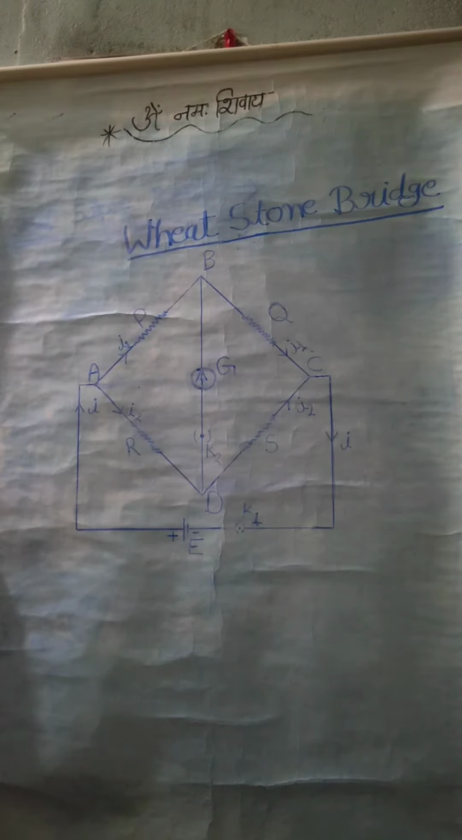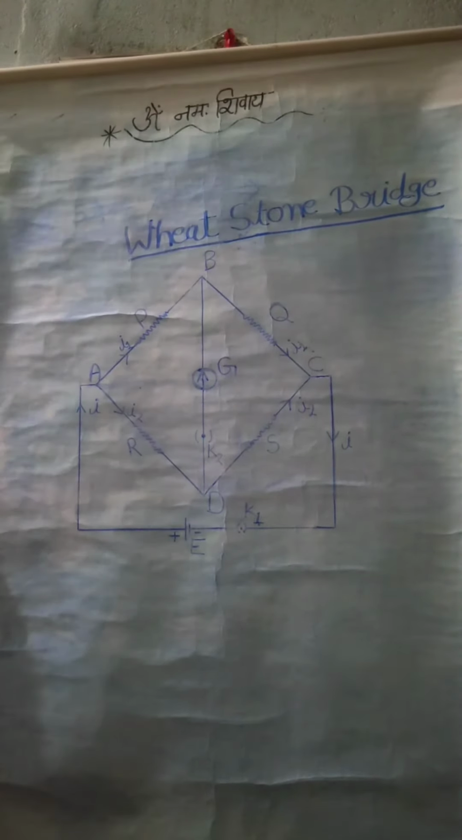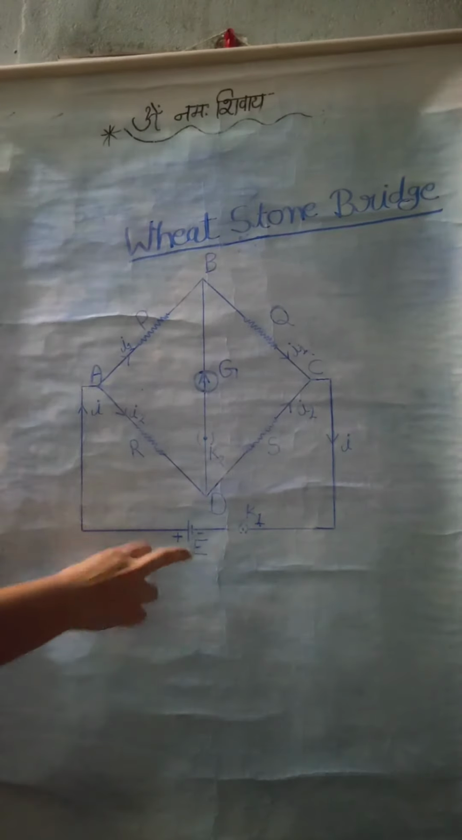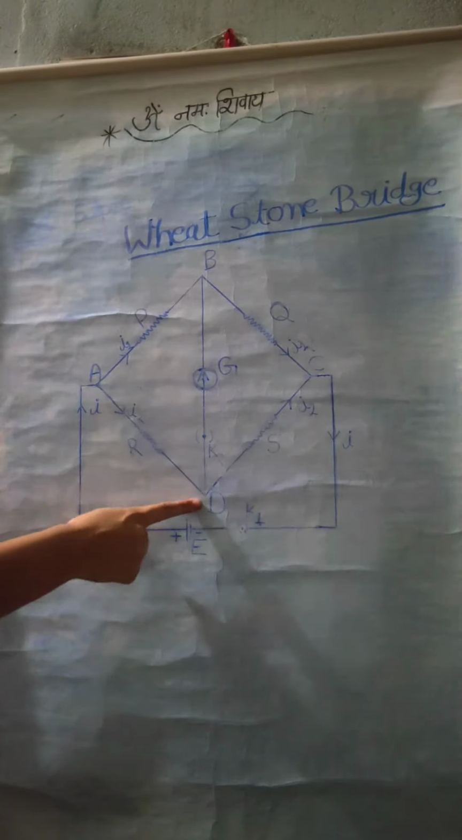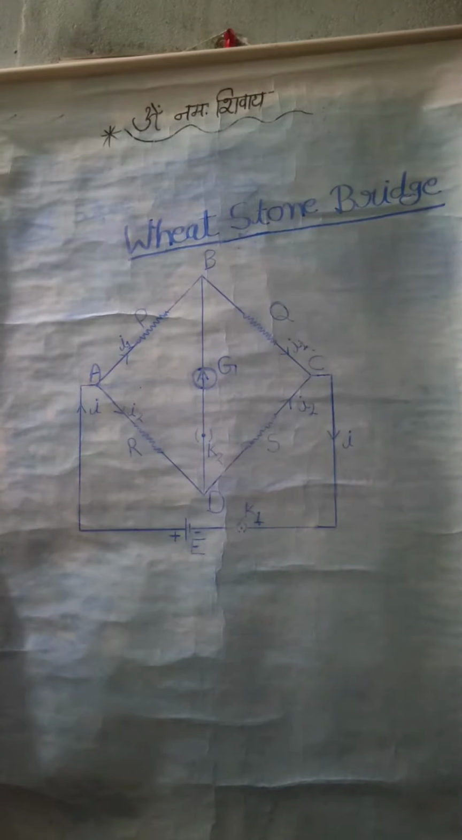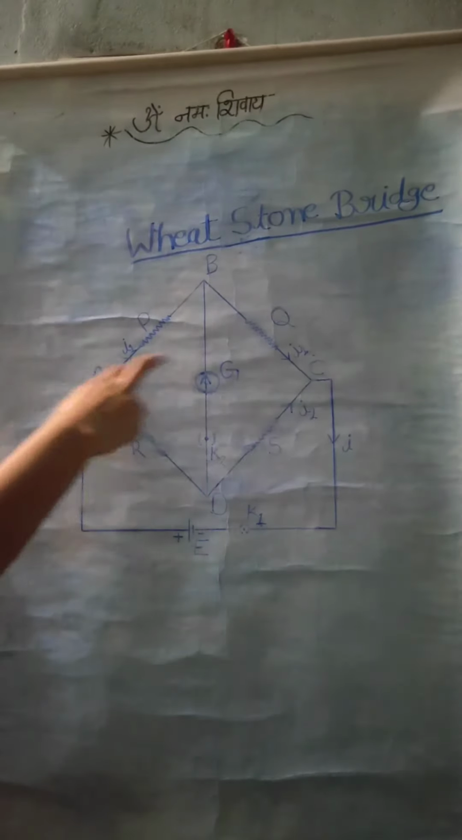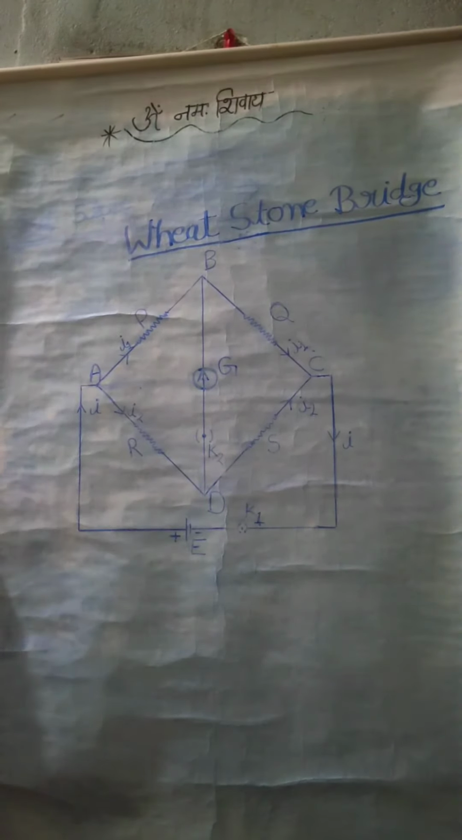The circuit also consists of a galvanometer and an electromotive force source. Easily we can say it a cell, capital E. The galvanometer is connected between point B and point D, and the electromotive force source, that is cell, is connected between the point A and point C. It's like a diagonal. Okay.